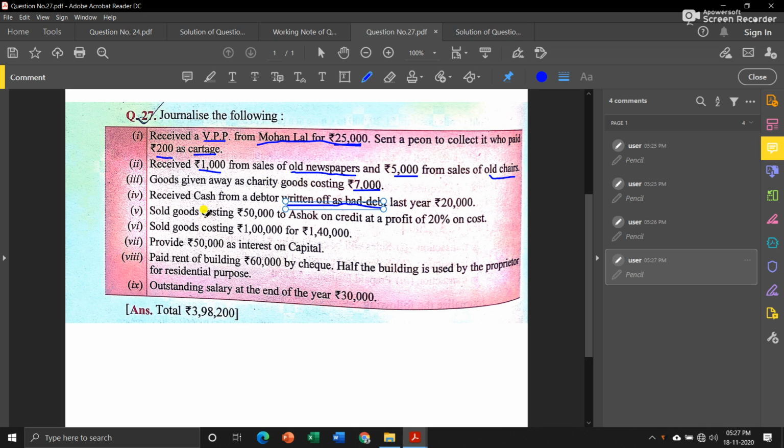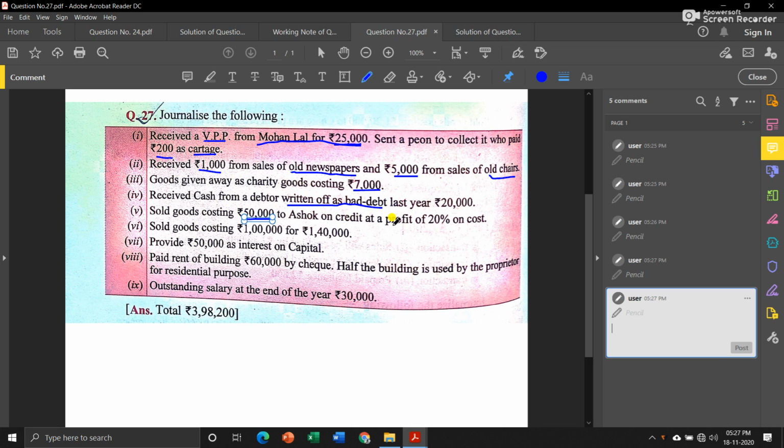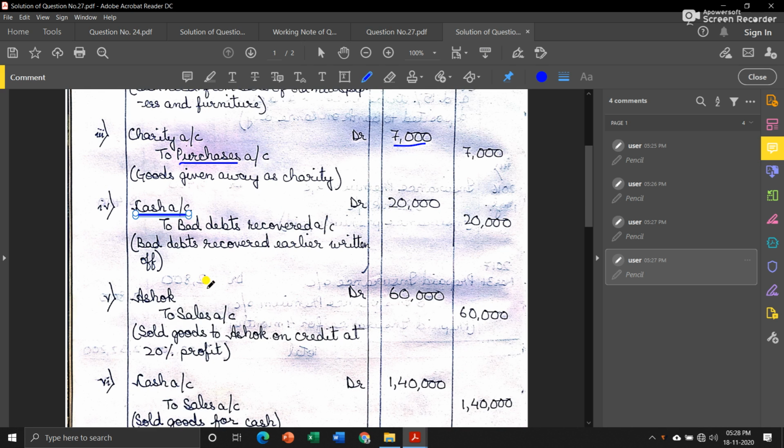Then next is: sold goods costing 50,000 to Ashok on credit at a profit of 20%. That means this 50,000 is only the cost price, so we have to find out the selling price. We can find it by adding 20% profit to this 50,000. So 20% of 50,000 is 10,000. When we add 50,000 plus 10,000, we get the selling price, and the journal entry will be Ashok debit, to sales, since they have clearly mentioned that it is a credit transaction, so the amount will be 60,000.